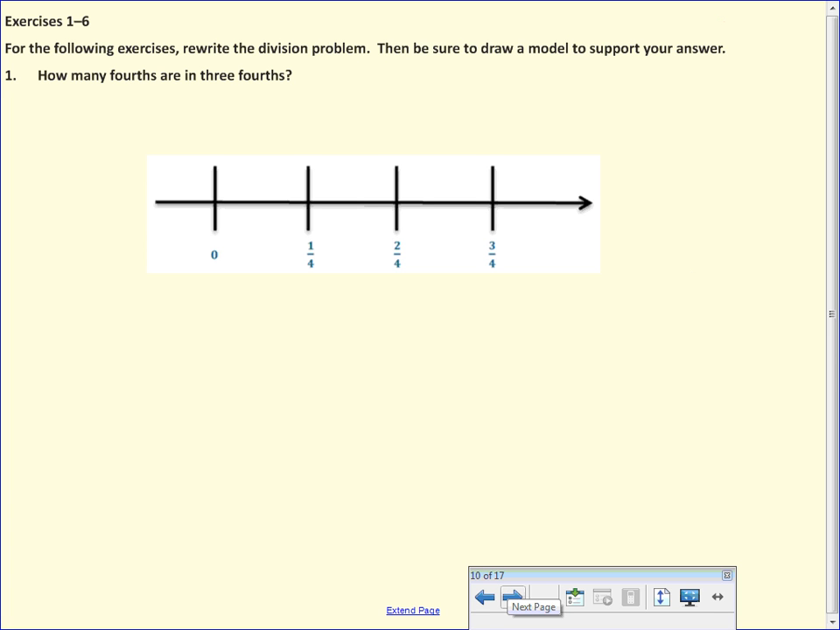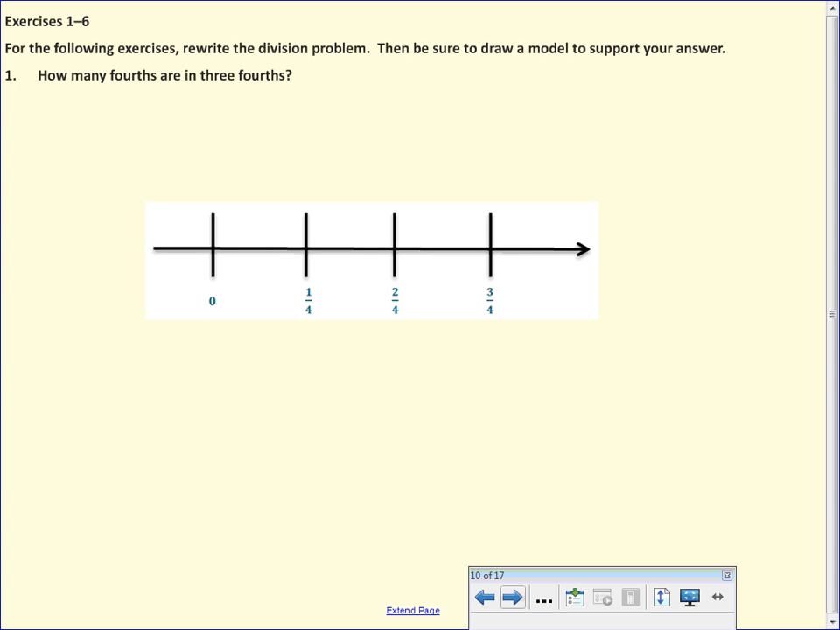All right, now we're going to look at how we could set them up a little bit differently. Instead of doing tape diagrams, we could also use number lines. Both methods are acceptable. It's up to you which one you would prefer. So, in the following exercise, rewrite the division problem, then be sure to draw a model to support your answer. So, how many fourths are in 3/4? So, to write that as a division problem, we have 3/4 as our whole, and we want to know how many 1/4 are there. So, we're dividing it by 1/4.